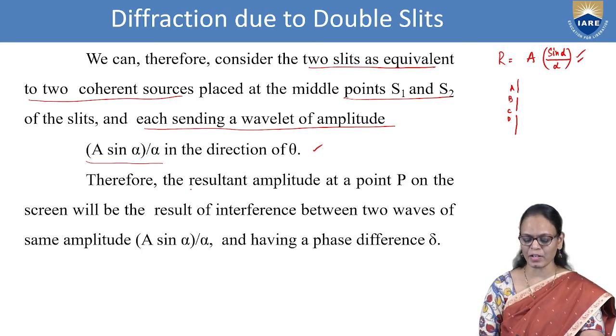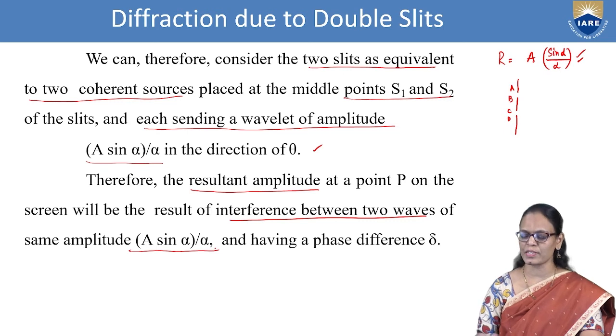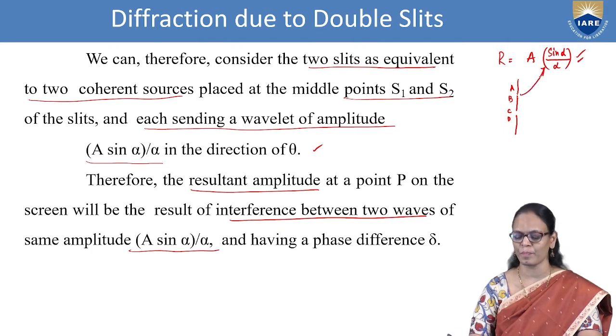So the resultant at the point P will be the interference between the two waves of amplitude A sine alpha by alpha. I hope you understand. We have considered a number of secondary sources, and whatever is coming from AB, the resultant is A sine alpha by alpha. CD also we have divided into a number of secondary sources, and the resultant we have got is A sine alpha by alpha.